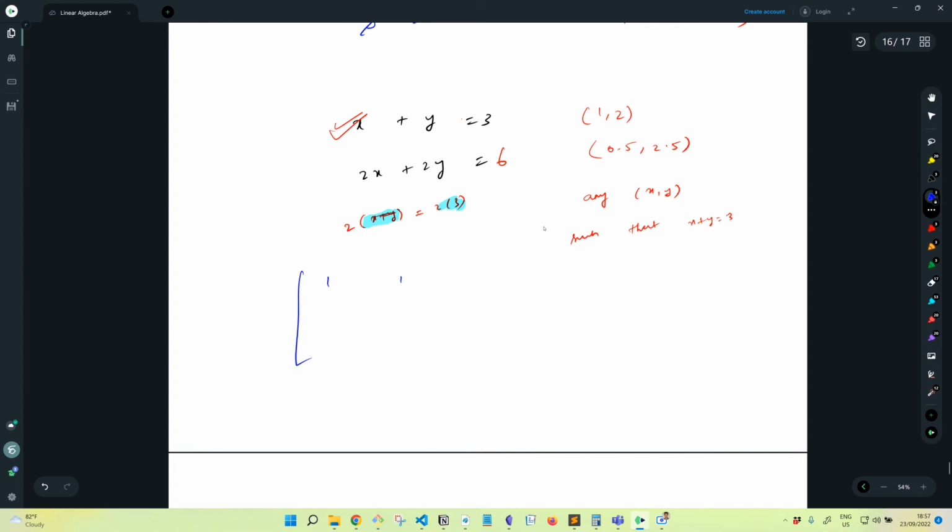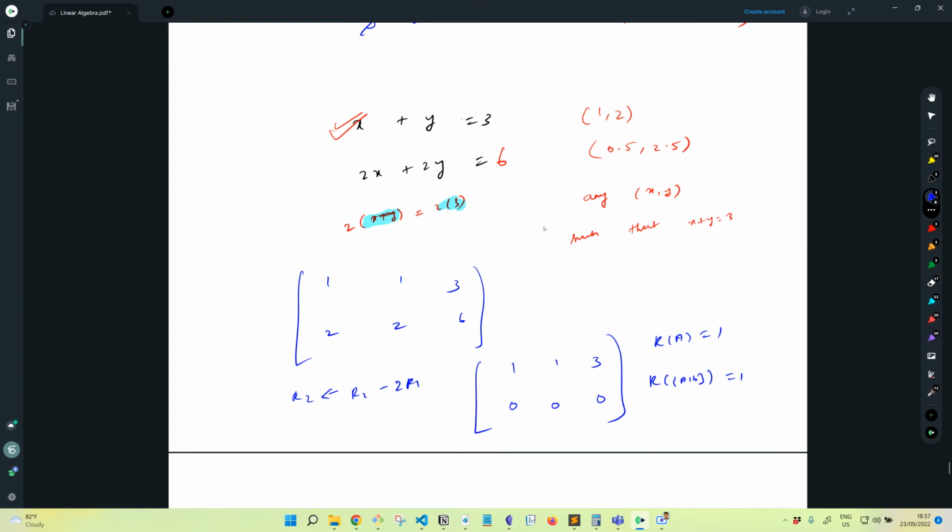Let us see what will happen to the RREF format of this. The augmented matrix will be [1 1 3; 2 2 6]. What will be the operation you do? You will do R2 equals R2 minus 2 times R1. When you do that, you will get [1 1 3; 0 0 0]. From this you see that R of A is 1 and R of A comma B equals 1. Because you encountered a row that is all zeros, a unique solution is ruled out. And since R of A equals R of A comma B, you have infinitely many solutions.